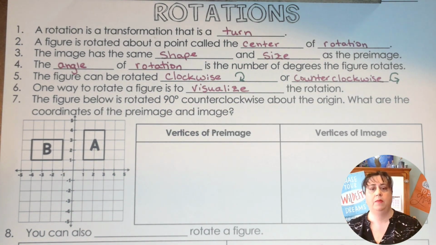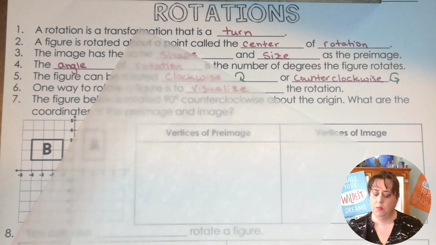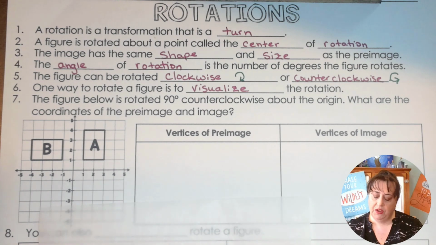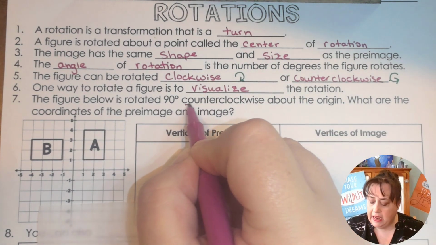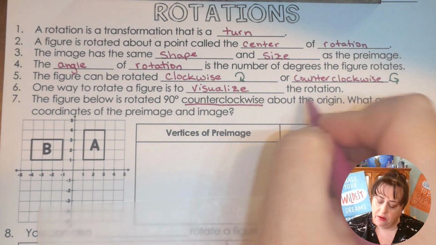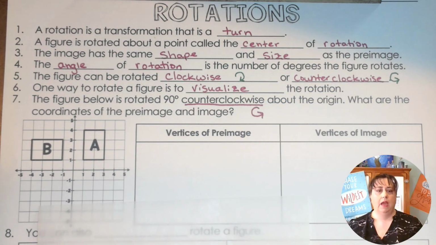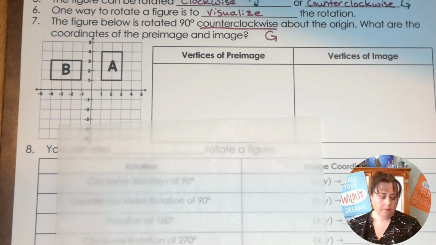So in order to do rotations, it helps to visualize the rotation. And we are going to do that with the help of our tracing paper or the parchment paper or any kind of paper that's a little bit see-through to help us move things around. So the figure below is rotated in a counterclockwise direction about the origin. So counterclockwise, that means it is going to go backwards. And we want to know the coordinates of the pre-image. Okay, so when we do this, we are going to use our patty paper to help us.